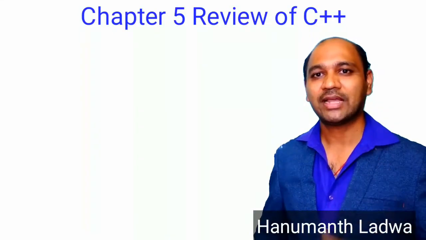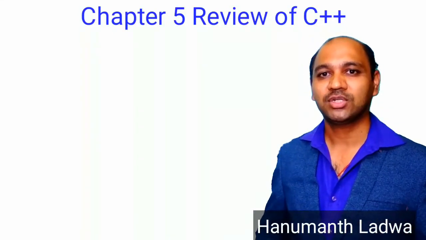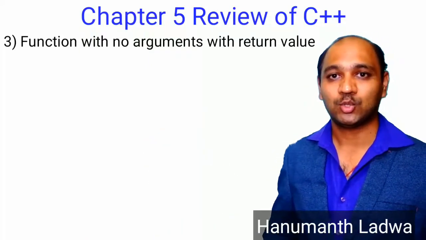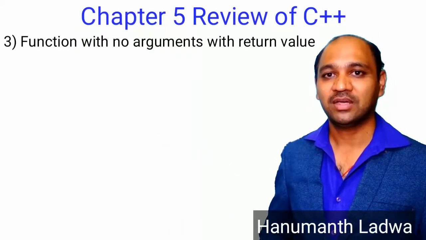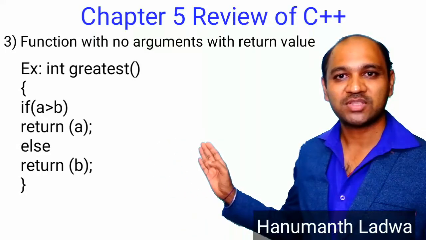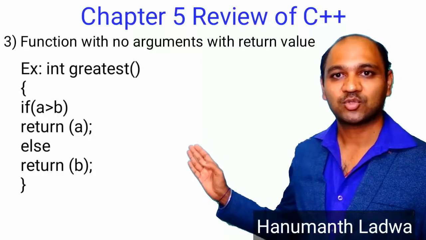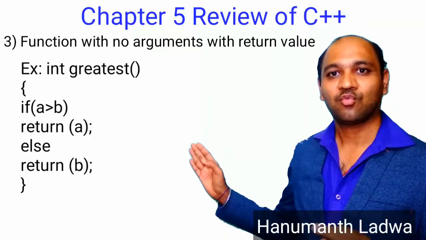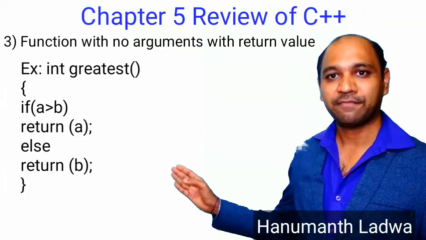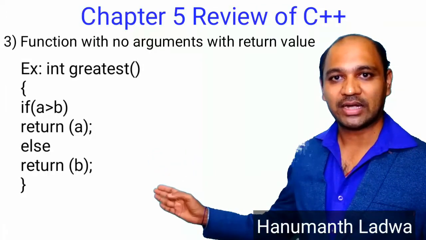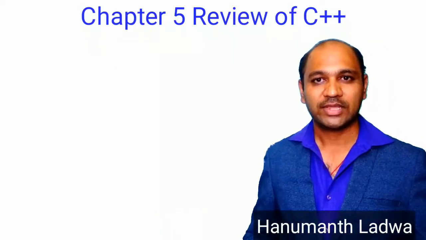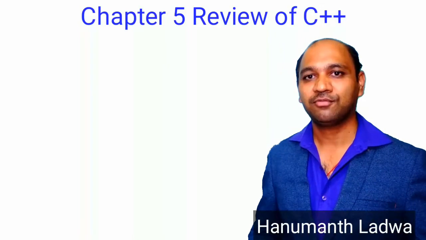Next, the third category of functions is function with no arguments but with a return value. So let us take an example. Here we are going to take int greatest, and inside the round braces we are going to write nothing, so that indicates a function without any arguments. So curly open brace, we are going to write here if a is greater than b, return a, else return b.